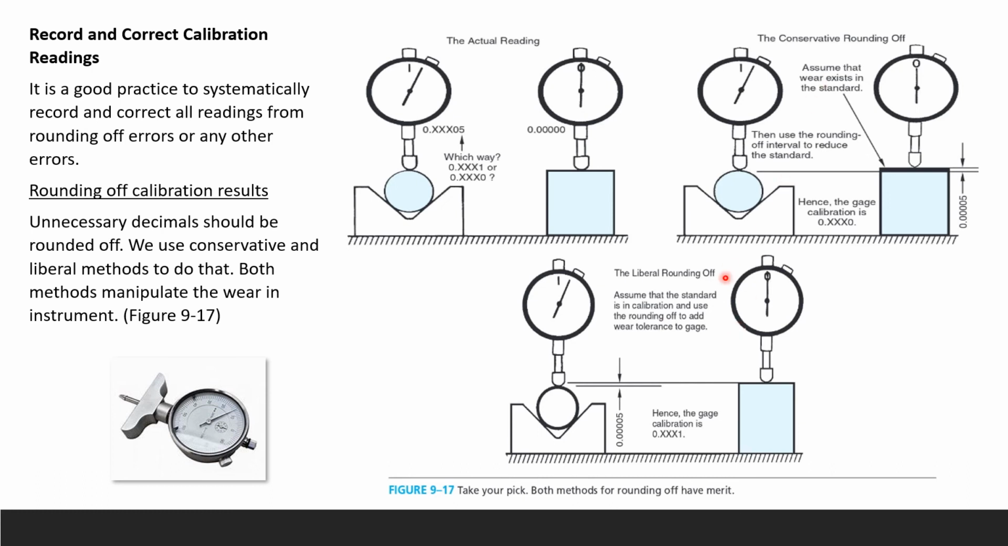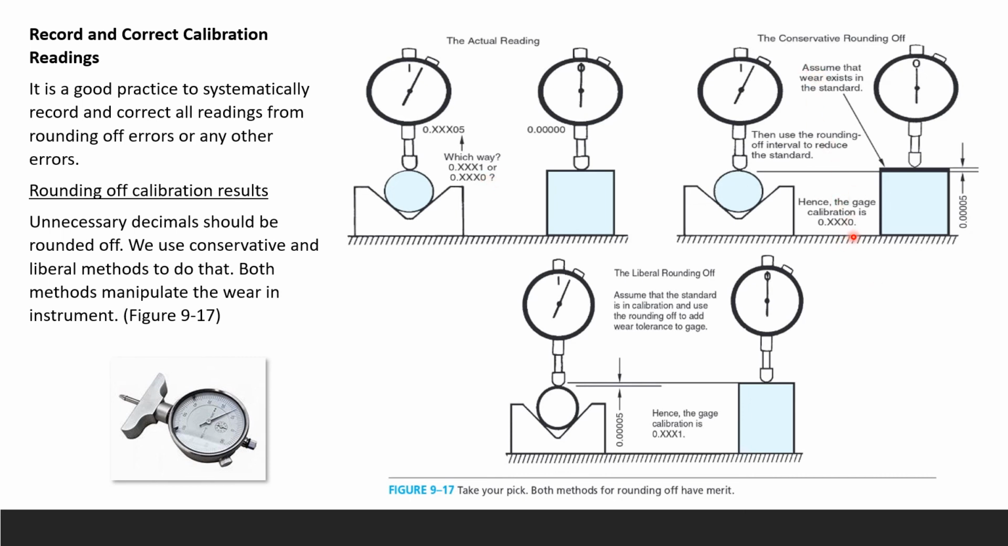Both methods manipulate the wear in the instrument. So here the actual reading is giving you a long decimal. Here is your conservative rounding off. I'm going to assume that the wear exists in this standard, and then use a rounding off interval to reduce the standard. Hence the gauge calibration we get is 1, 2, 3 instead of 4. So here 1, 2, 3, 4, and then you have 1, 2, 3 with a 1 at the end, and we're now rounding it off.